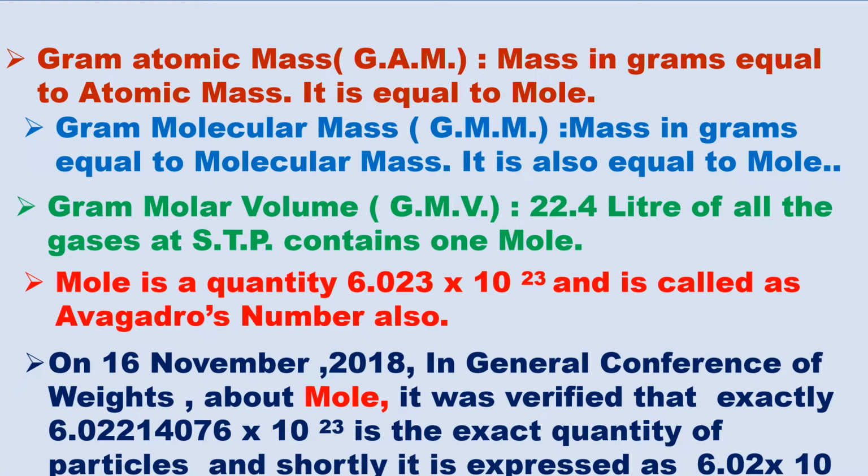So, gram atomic mass is mass in grams equal to atomic mass. A gram molecular mass is equal to the mass in grams equal to molecular mass, and gram molar volume is the mass in 22.4 liters of all the gases under conditions of temperature and pressure, and the mole is having a quantity which is equal to 6.023 in 10 raised power 23 and is called as Avogadro number also.